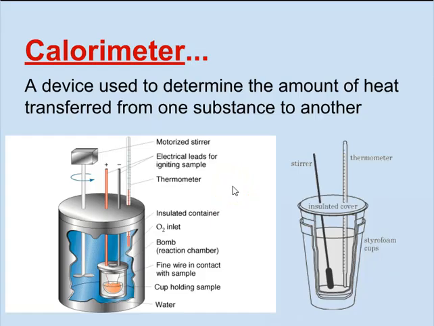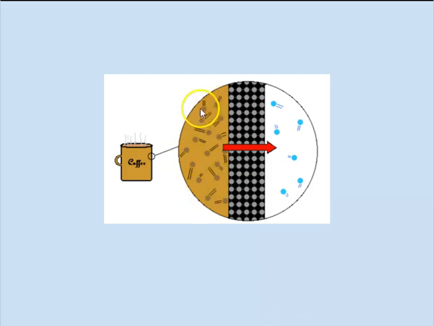One piece of equipment that we can use is called a calorimeter, and this helps to determine the amount of heat transferred from one substance to another. Now, is all of the energy in your cup of tea or in your cup of coffee, is all of it going into the mug? No, not really. There's lots of energy that's going out the top.